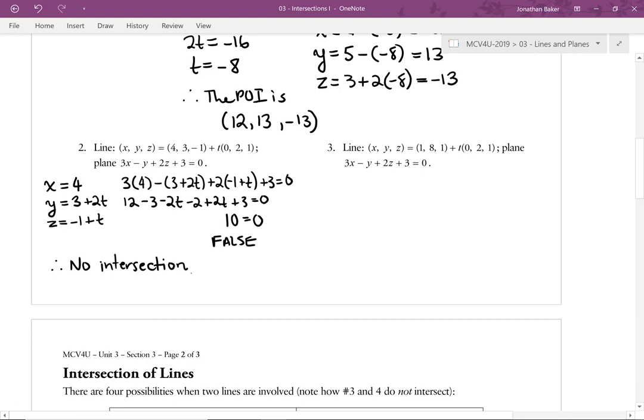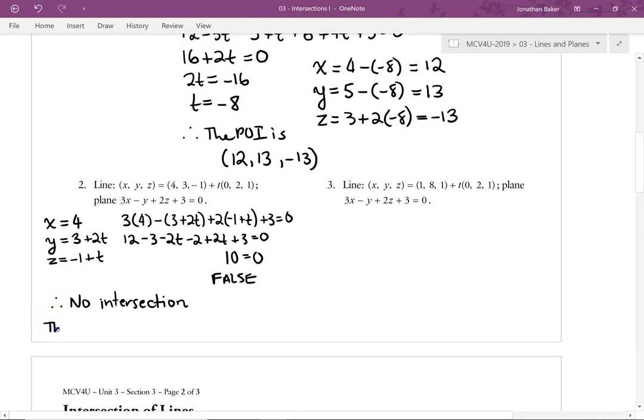And we could even be more specific. We can say the line is parallel to, or just parallel and distinct would do it. Yeah, parallel and distinct, which means different. Okay, let's look at example 3.